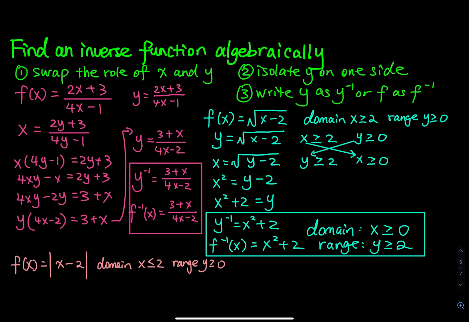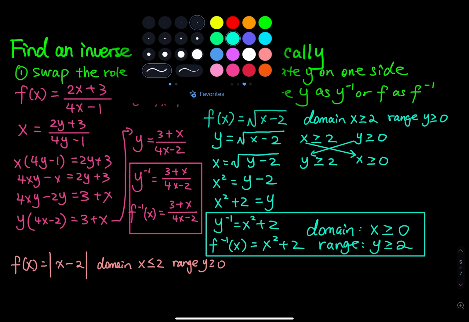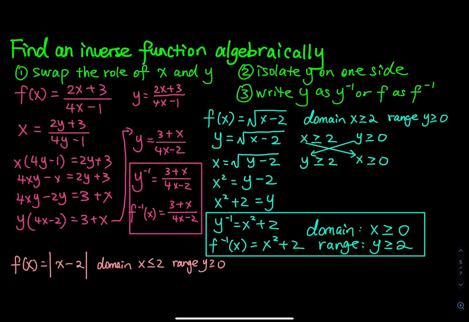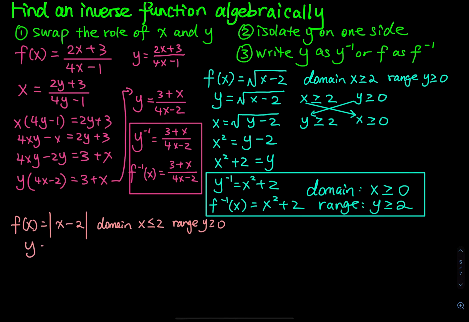All right. How about absolute value? So here is how you handle absolute value. So first of all, you have y equals the absolute value of x - 2. And then swap x and y. So you have x equals the absolute value of y - 2. And then I should add, swap x and y.